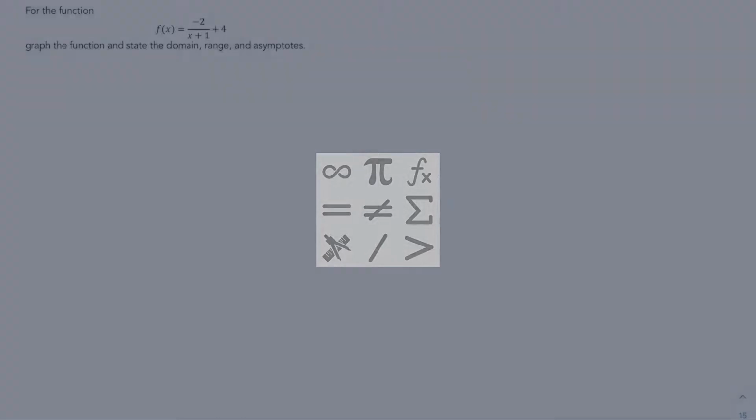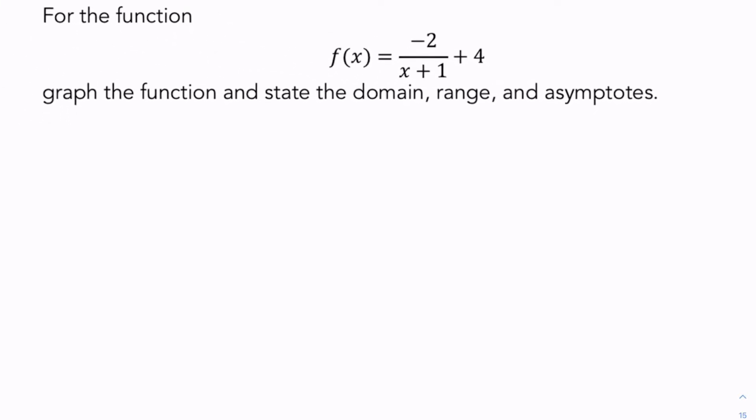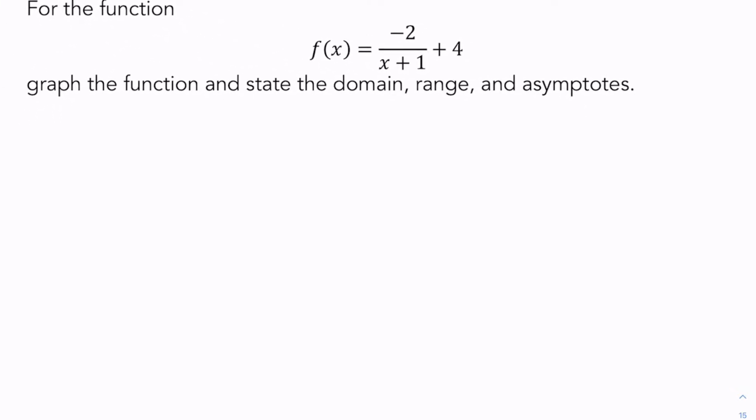Graphing a reciprocal function with some transformations in it. We want to find out the domain, range, asymptotes, stuff like that. So when I see this kind of stuff, the first thing I want to do is identify what our transformations are from an equational point of view. So that -2 in the numerator, I'm going to take it out.